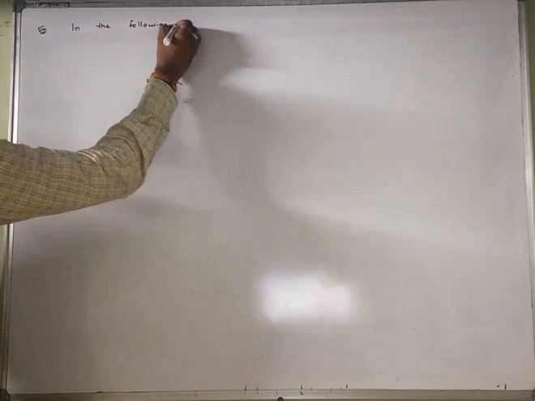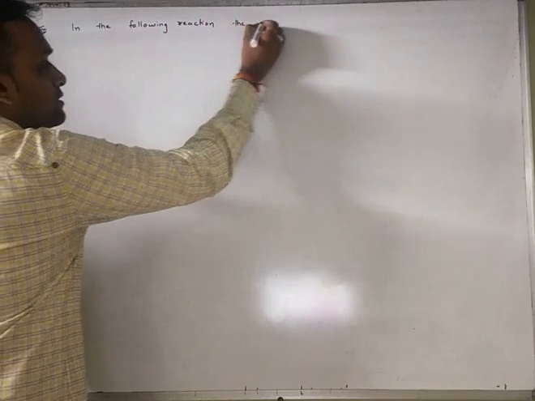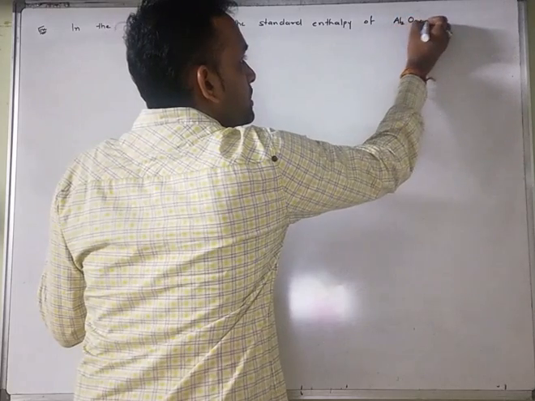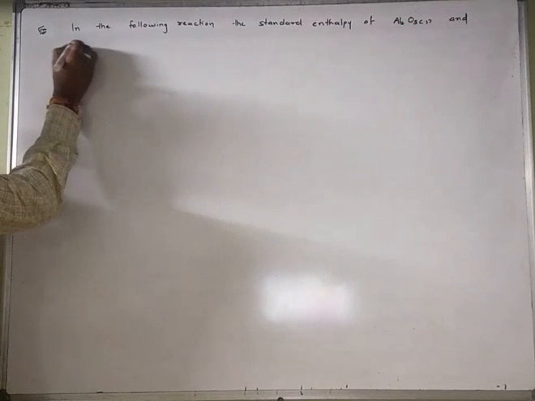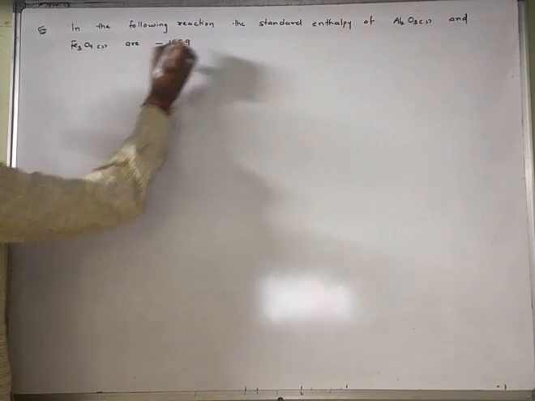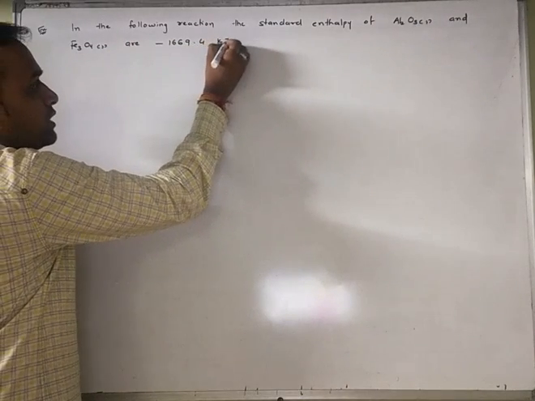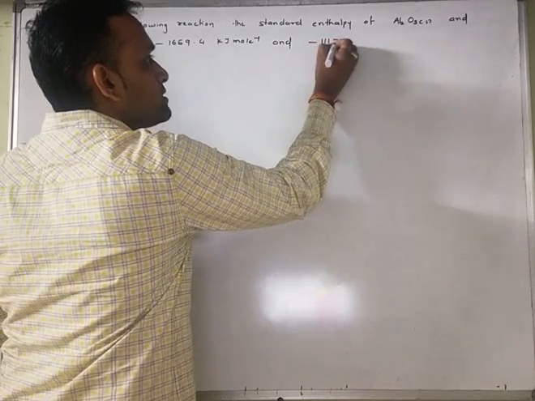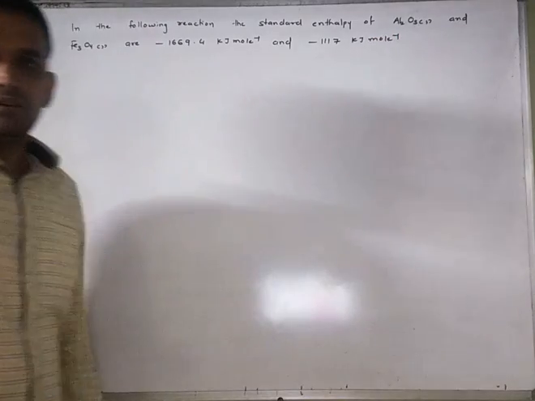See, first of all, here the example will be given. First example: in the following reaction, the standard enthalpy of formation of Al2O3 solid and Fe3O4 solid are minus 1669.4 kilojoule per mole and minus 1117 kilojoule per mole, respectively.